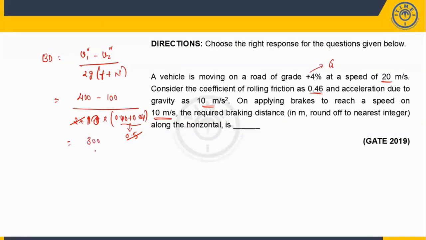Yes, sir. 300 upon 10, the answer is 30. 3 meters is very small. Shall we move forward? Yes, sir.